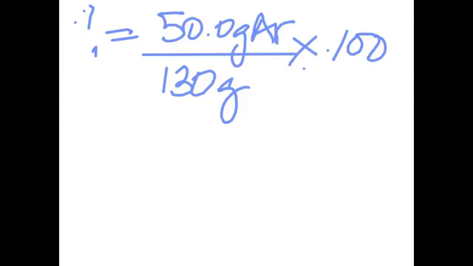Don't forget to times 100. And this is going to equal what? Good, 38.5%. Easy enough, would you say? Very good, because the units cancel, right? Okay, so 38.5%. Got it?